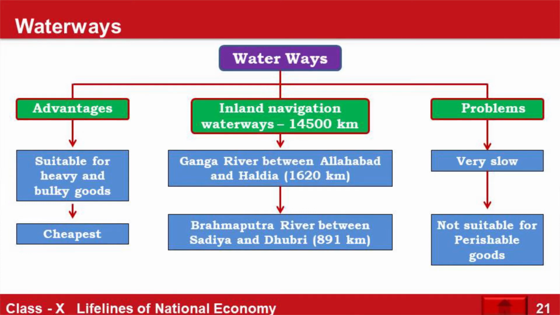So this way there are 12 ports, out of which 7-8 have some natural feature that you have to remember, which is important from the map point of view also. So you have to locate them on the map.